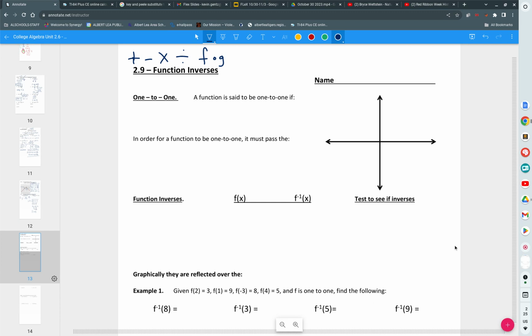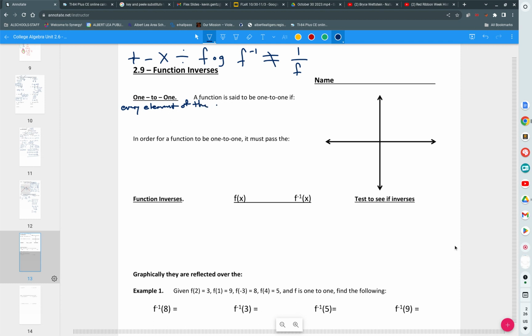And today I'm going to teach you a new operation, and it is function inverses, and it looks like that. That does not mean 1 divided by f. That's not what you do. Nothing like that at all. Don't write that, okay? So we need to teach you about what that means. Before I can tell you what a function inverse means, I first must teach you what it means to be a one-to-one function.